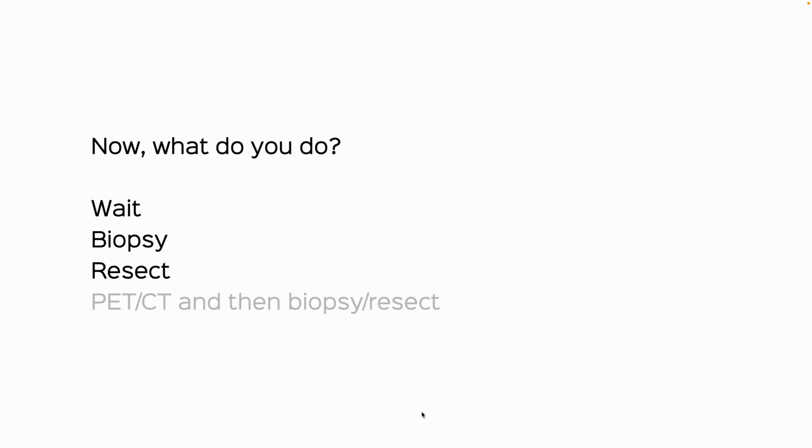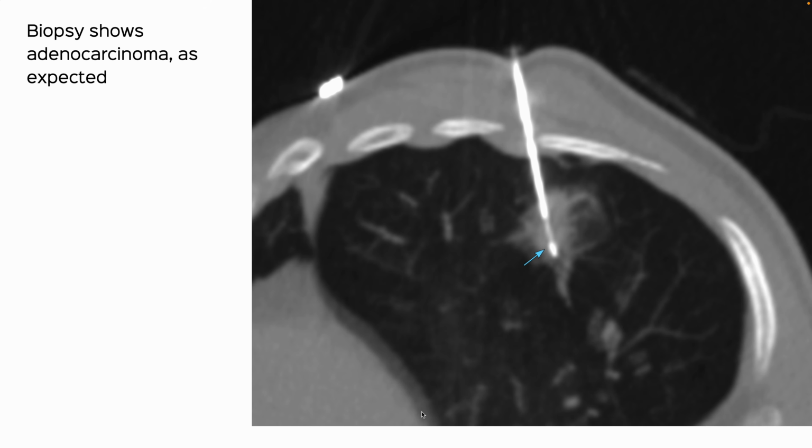But in this case, and like I said, there are no right or wrong options here because you could wait for 3 to 6 months. It's unlikely. These are usually very slow growing, so it's not going to make a difference. You could biopsy or you could resect. So they opted for a biopsy and it showed adenocarcinoma as expected. So the biopsy was done from the solid component, and I had to take care to bypass and make sure I didn't go through the cystic air spaces, just for fear of creating a pneumothorax.